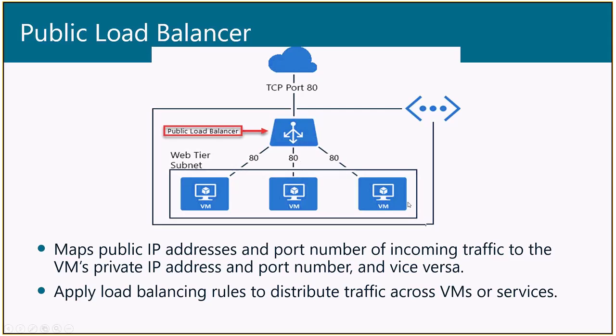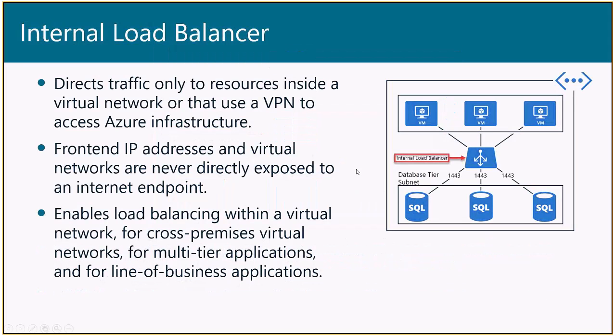The first request goes to VM1, the second goes to VM2, the third goes to VM3, and it'll keep going around and around. So that's a public load balancer using port 80. And then we also have an internal load balancer, which directs traffic only to resources inside a virtual network that use a VPN to access Azure infrastructure.